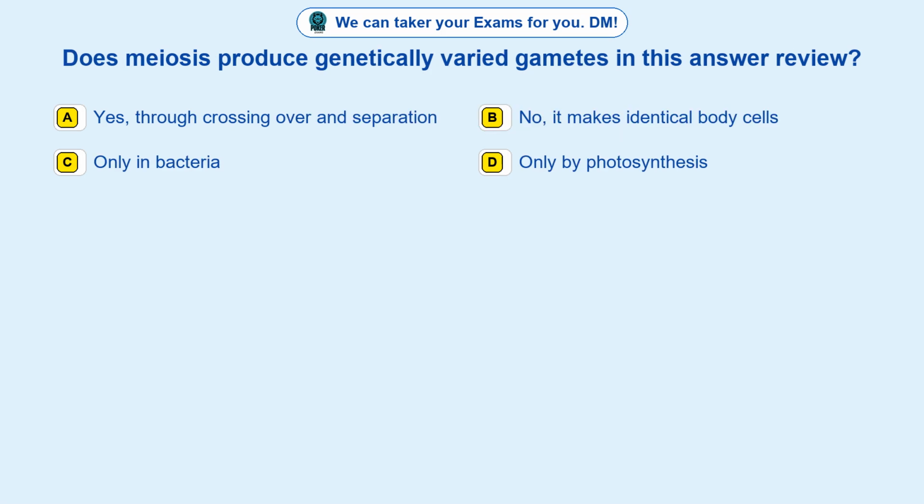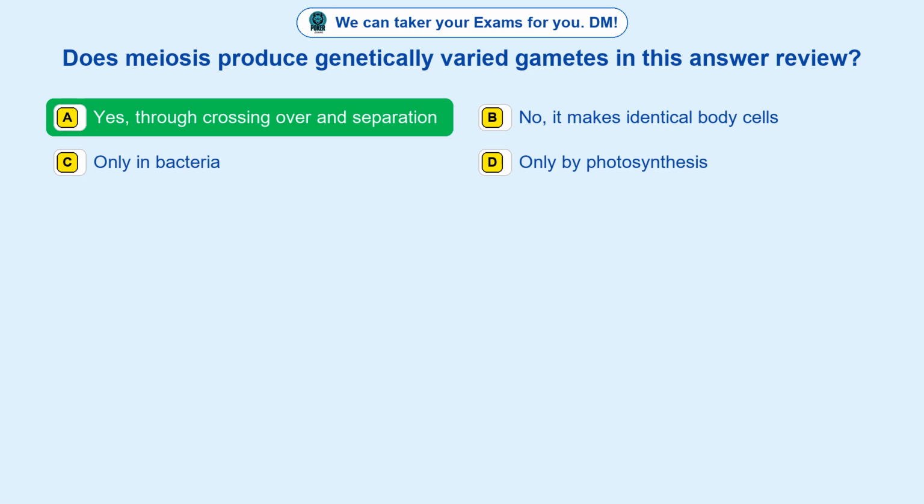Question 16. Does meiosis produce genetically varied gametes in this answer review? Option A. Yes, through crossing over and separation. Option B. No, it makes identical body cells. Option C. Only in bacteria. Option D. Only by photosynthesis.